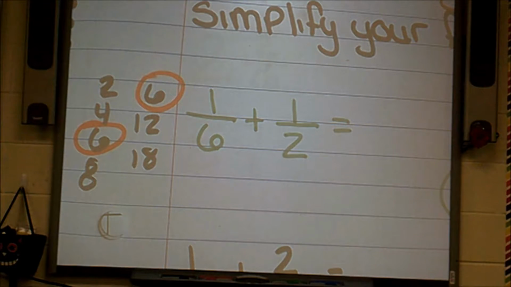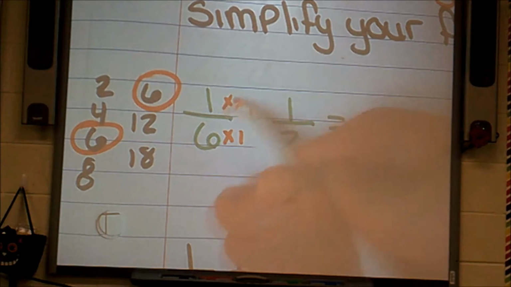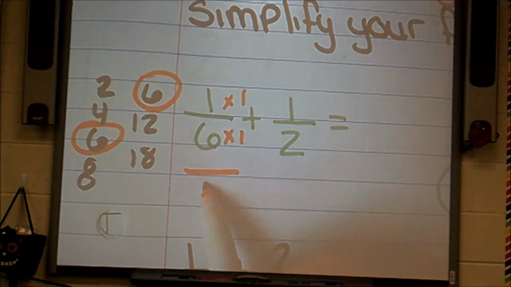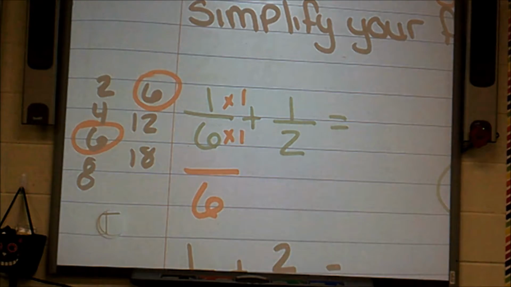So I'm going to think to myself, how am I going to get a 6 on the bottom of my first fraction? My fraction being 1/6. I think I can multiply it by 1, and it'll give me a fraction that has a denominator of 6. 6 times 1 is 6. Then what? 1 times 1? Well, it's 1.